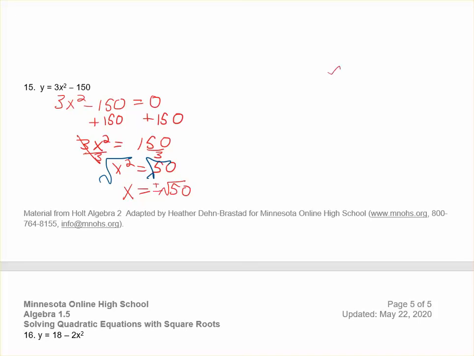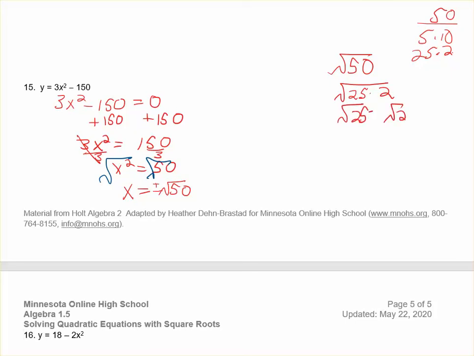So, square root of 50. That could be rewritten as something times something. So let's look at the factors of 50. I have 5 times 10, but neither of those are perfect squares. I have 25 times 2. Oh, and that's a perfect square. So I'm going to rewrite the square root of 50 as the square root of 25 times 2. The square root of 25 times the square root of 2, I can rewrite that now.